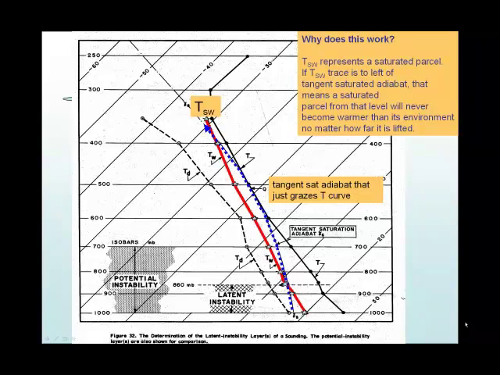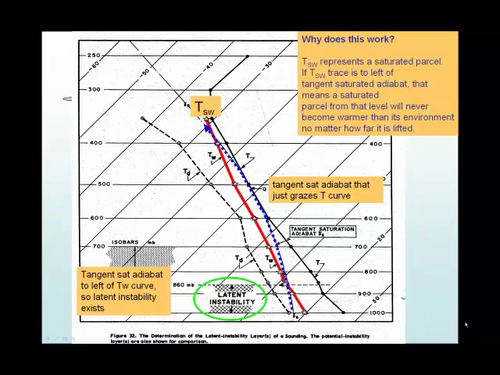Whereas parcels of air lifted from the wet bulb profile to the right of the tangent saturation adiabat will ascend along saturated adiabats that eventually cross the temperature profile, become warmer than the environment, and therefore are unstable. So in this case, below 860 hectopascals, parcels of air are said to be latently unstable, because eventually they will cross the temperature profile and become unstable.